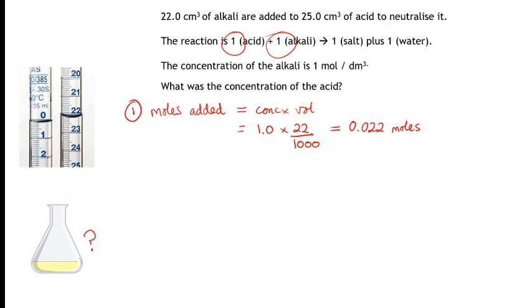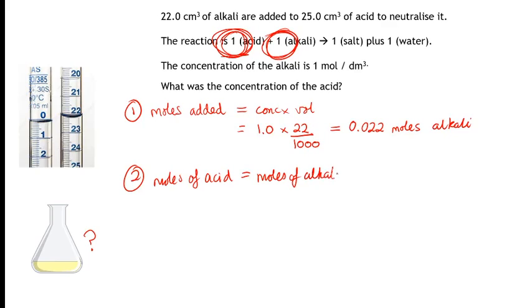Okay, next step. Just grabbing a calculator. We've been given the equation here. We might have to work it out sometimes, but this is the number of moles of alkali that we added, so we know that for sure. And we know from the equation that one acid reacts with one alkali. So the number of moles of acid equals the number of moles of alkali. So down in that conical flask at the bottom there, the moles of acid was the same as the moles of alkali, which equals 0.022.